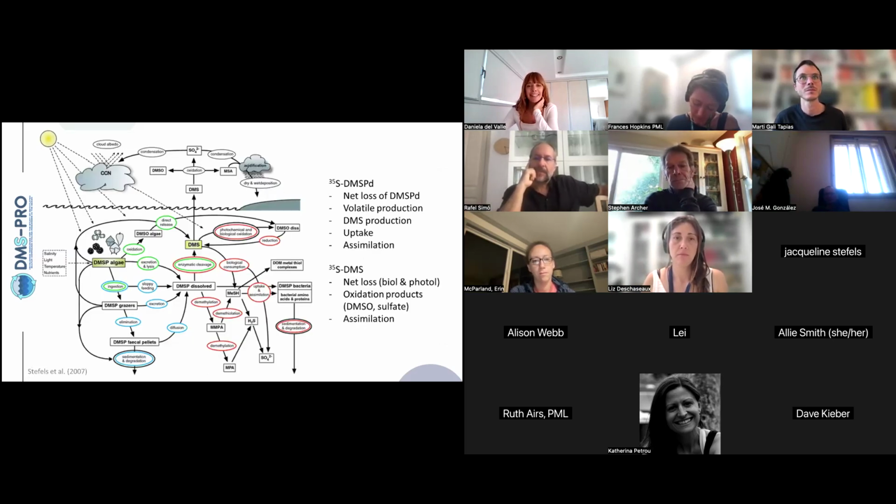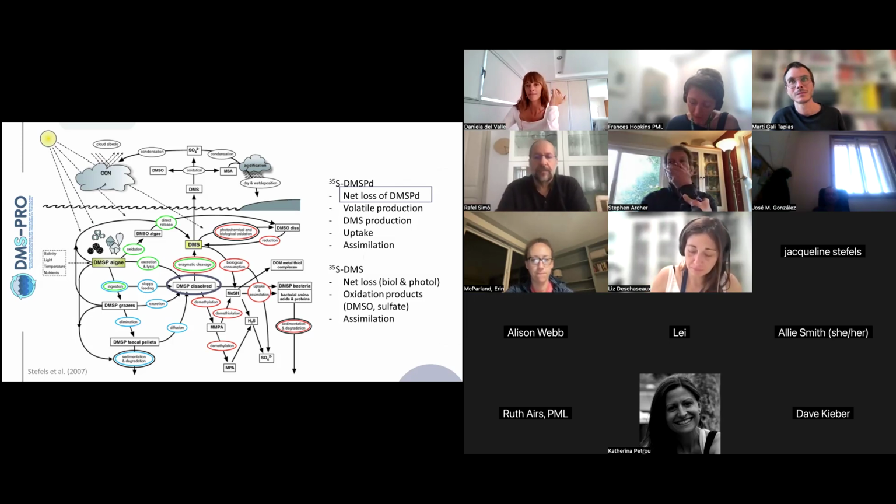So I'm showing the same schematic that we know needs some updating, but it serves my purpose, which is to give you a quick picture of the measurements where radio-labeled tracers have been used to measure rates, focusing mostly on DMSP and DMS, which are the most commonly used. But keeping in mind that labeled methionine and methanethiol have also been used, for example.